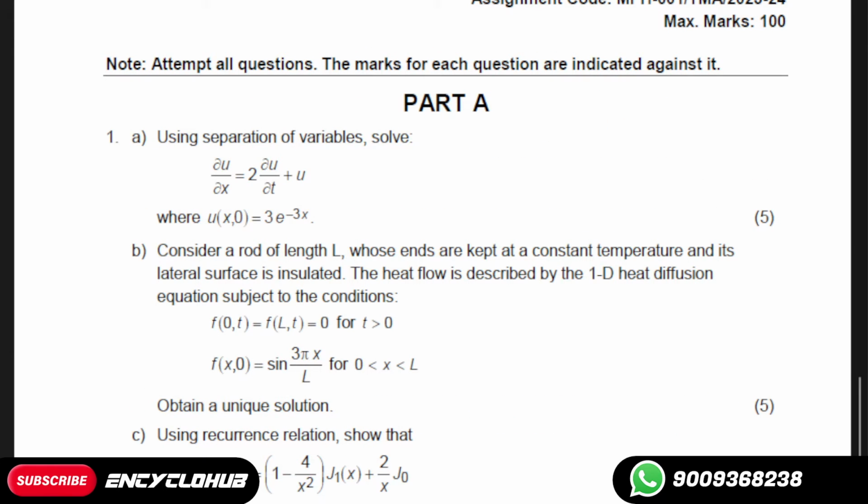Using separation of variables, solve ∂u/∂x = 2 ∂u/∂t + u, where u(x, 0) = 3e^(-3x). So in this one you have to just find out this differentiation.